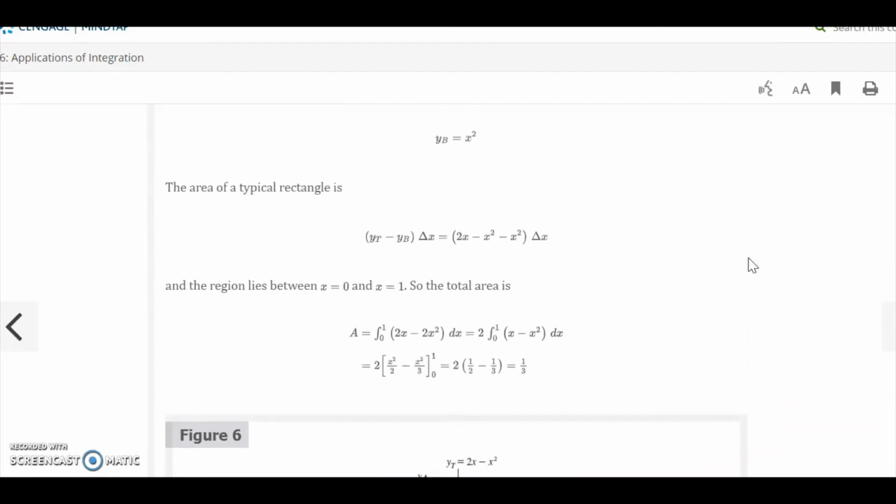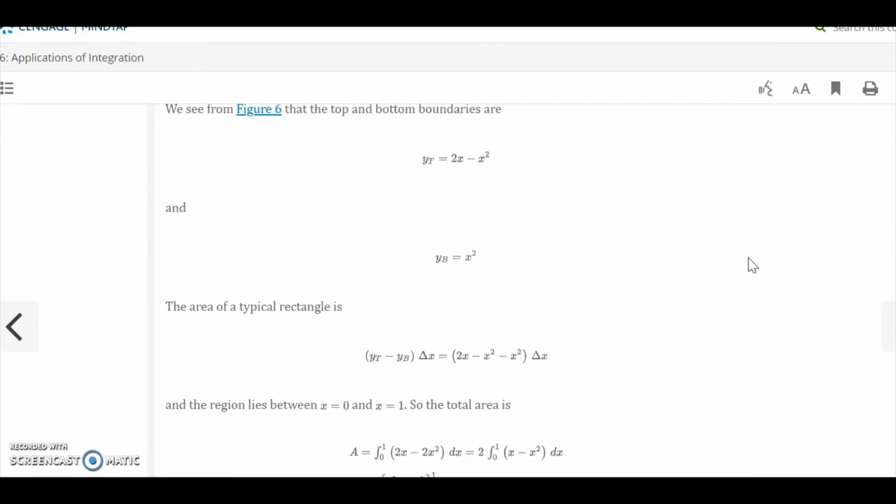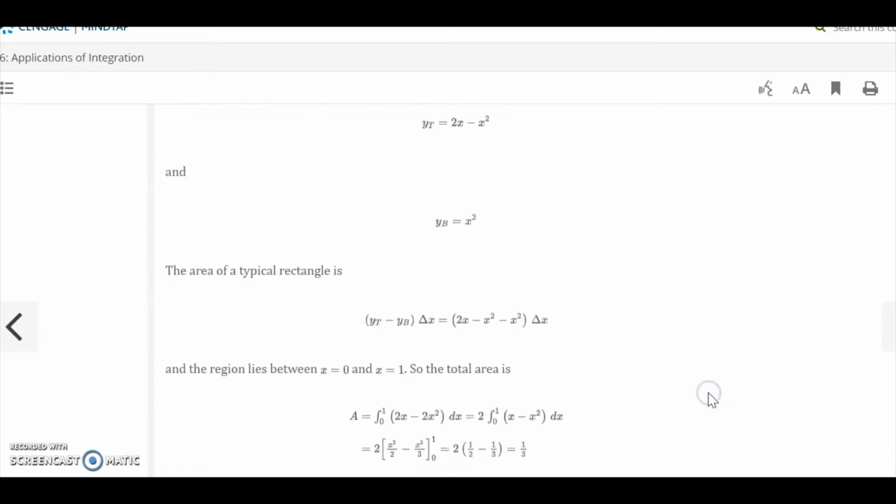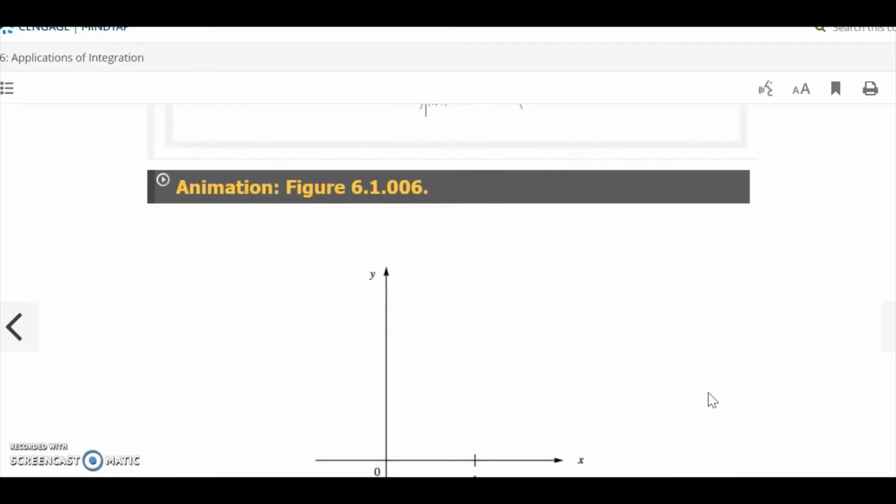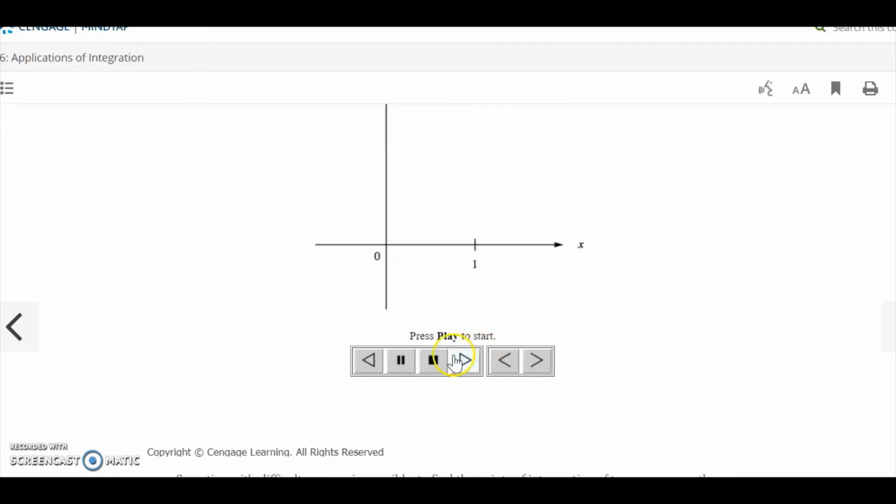All right. So again, how did they get to 2x minus 2x squared? Well, they took 2x minus x squared minus another x squared. That's how they got that minus 2x squared. All right. And then again, they have a nice little animation of everything. Yay!